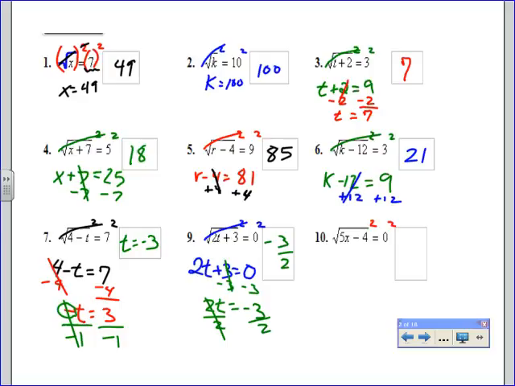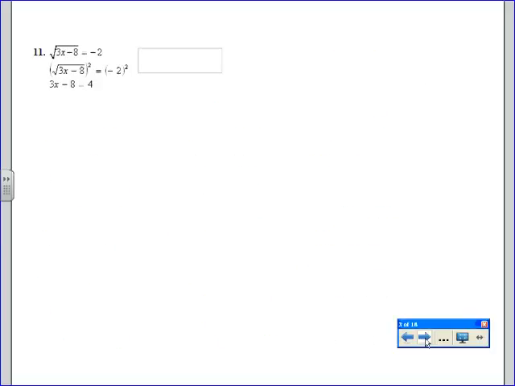Number 10, what do I do from here? Square both sides, square, square, cancels. 5x minus 4 equals 0. Then from there, what do I do? Add 4. I get 5x equals 4. Last step, divide. Divide by 5, not by 4. Then, 4/5 is the answer. Okay, so first 10. Beautiful.